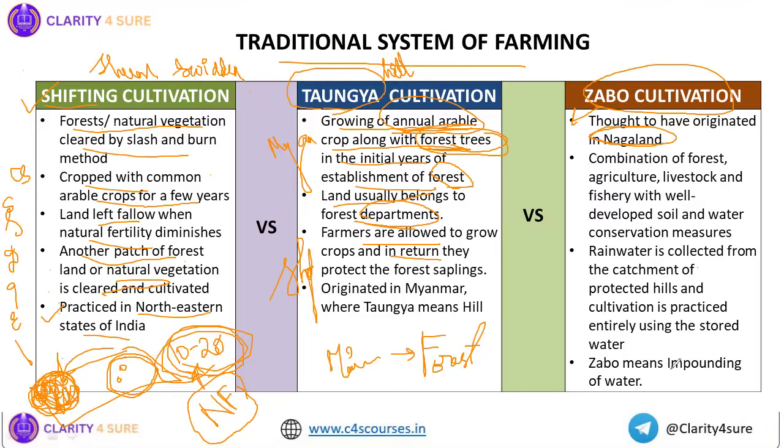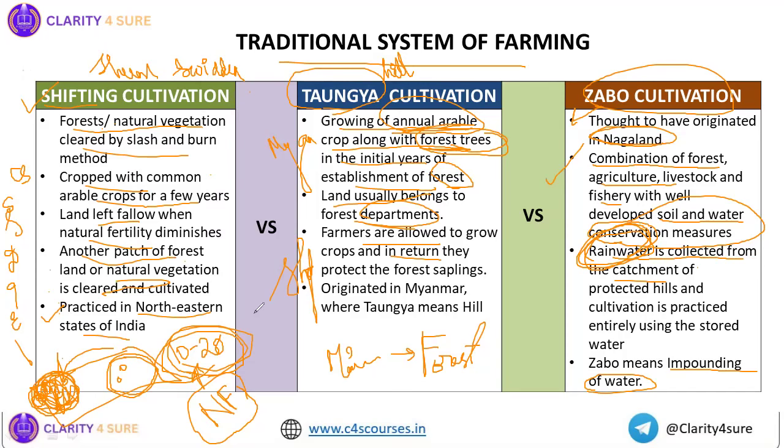Zebo cultivation is thought to have originated from Nagaland. Now, what is the meaning of Zebo? Zebo means impounding of water. So this is also a very good method of farming. Why? Here you see a combination of forest, agriculture, livestock, and fishery with well-developed soil and water conservation measures. So this is very important, right? In the Zebo method, we go for soil and water conservation. Rainwater is collected from the catchment of protected hills, and this stored rainwater is entirely used for cultivation. So cultivation is done using this rainwater only.